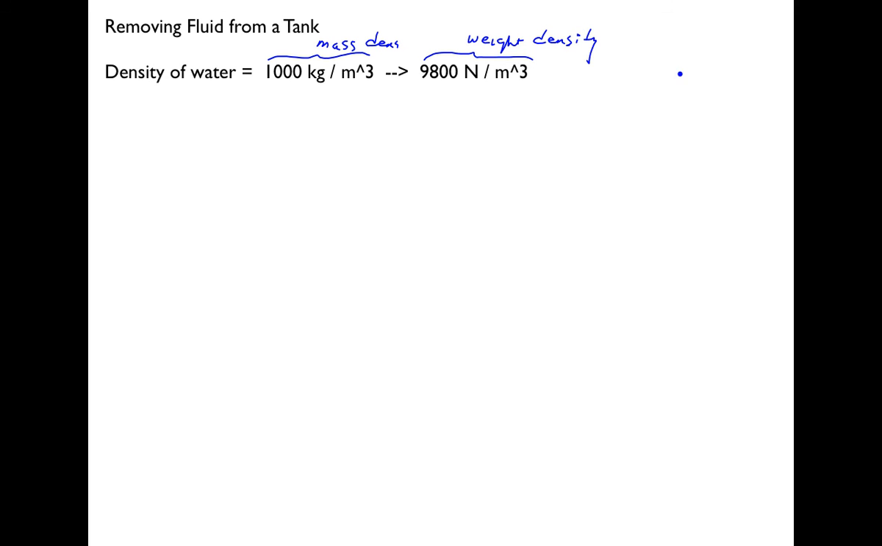If you're in English units, mass density will never come into play. It'll just be weight density, right? 62.5 pounds per foot cubed. That's the weight density of water, because pounds is like newtons, right? Pounds and newtons are apples to apples. They're both weight or force. So this is a weight density of water.